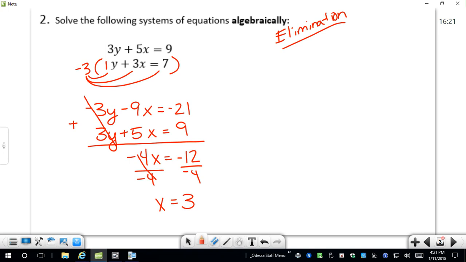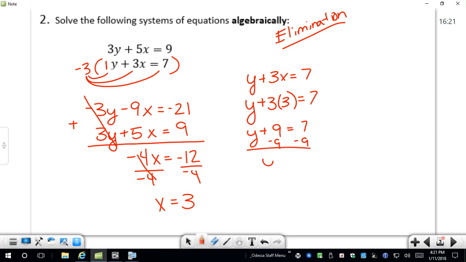Now, this is only half our solution, guys, because don't forget, we need the y value as well. So what we're going to do is take that x equals 3, and plug it back into one of the original equations. So I'm going to go with y plus 3x equals 7. I'm going to plug in for x, and I am now going to solve for y. So I'm going to get y plus 9 equals 7. Subtract 9. y equals -2.